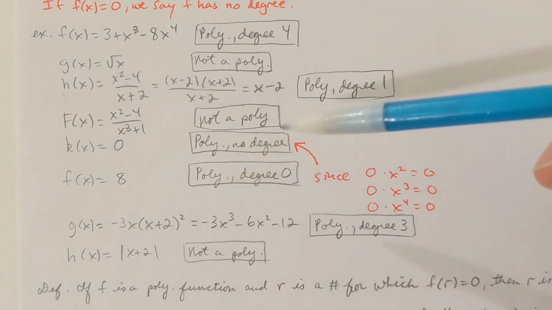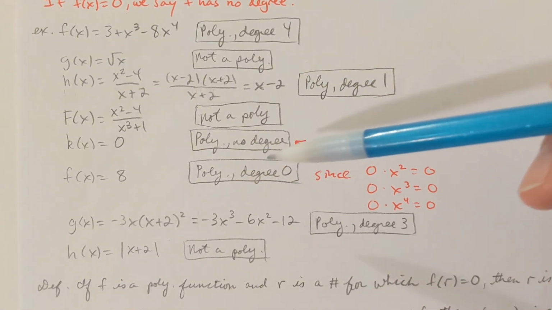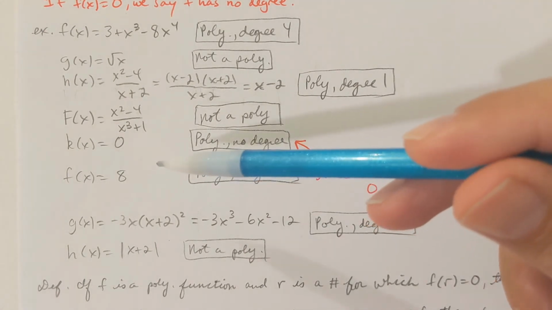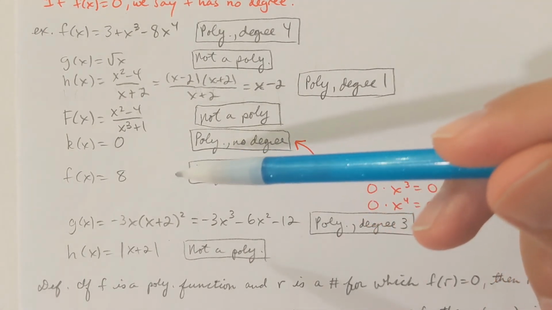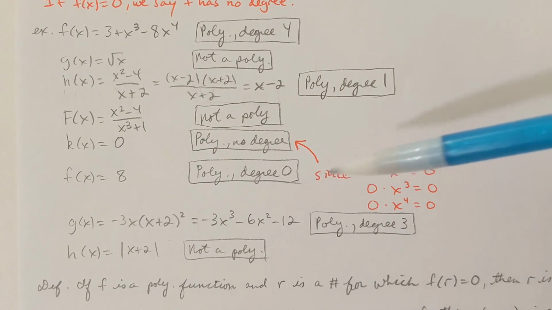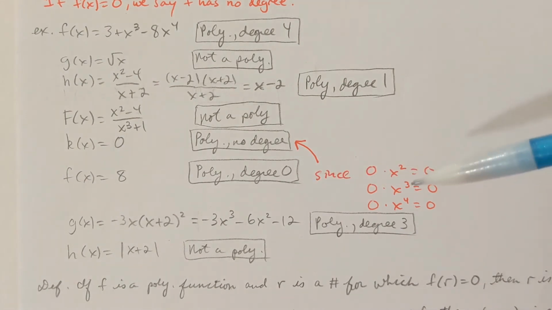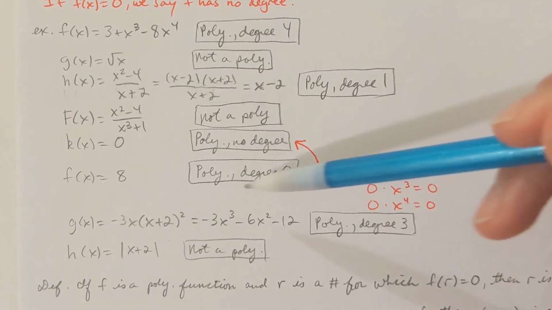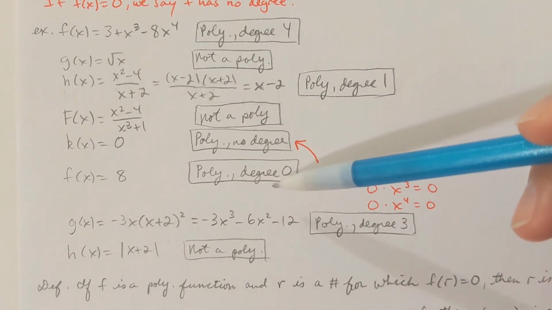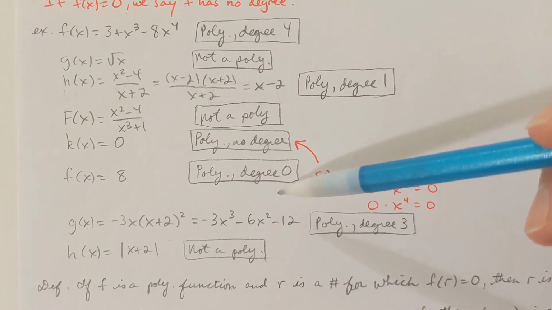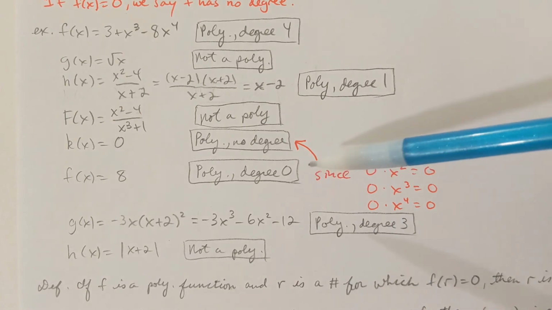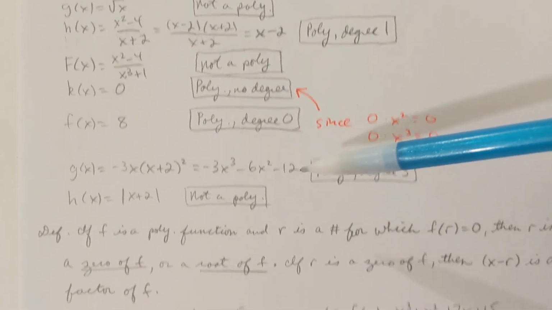Okay, if we have f of x equals 8, for example, 8 is a polynomial. 8 is the same thing as 8 times x to the 0. Okay, x to the 0 is 1, so 8 times 1 is 8. And that's a polynomial. The degree is 0, since x to the 0 power is represented there.